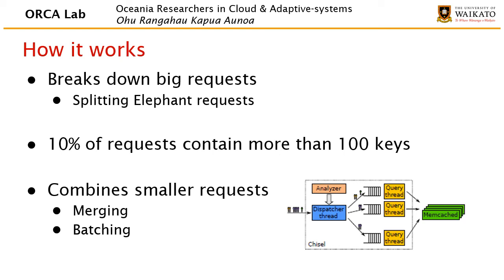Merging is different, where you have multiple requests and you find similarities between them, and then you just dispatch one request or query to memcached for the result that's desired by those requests.